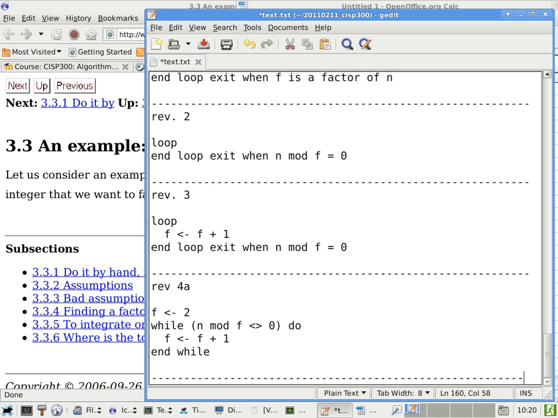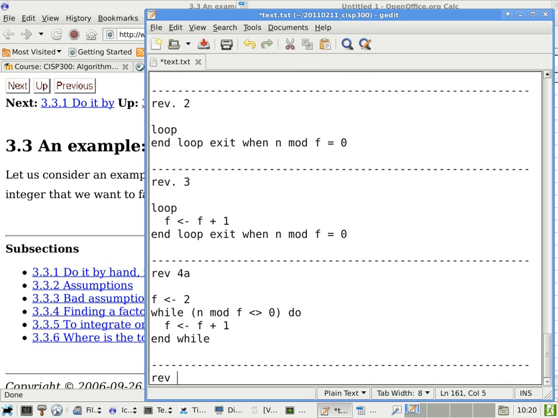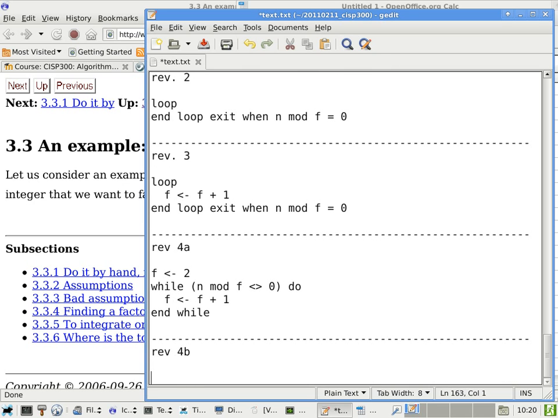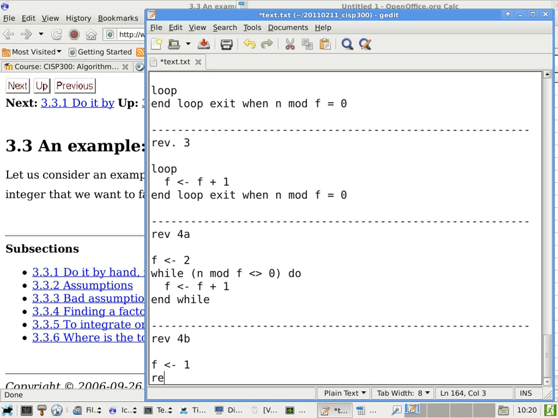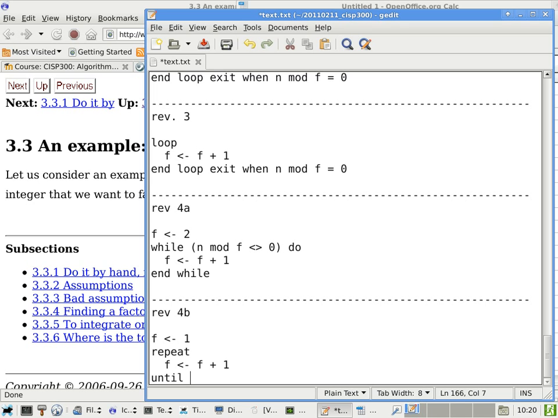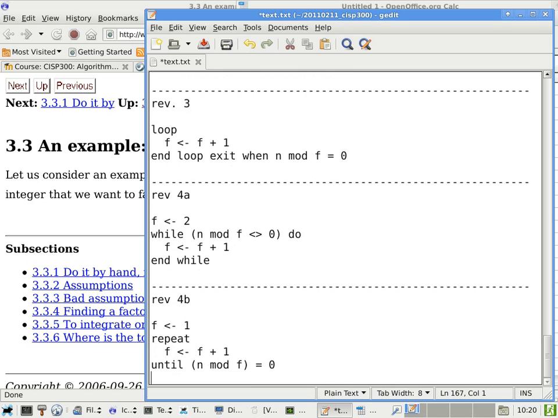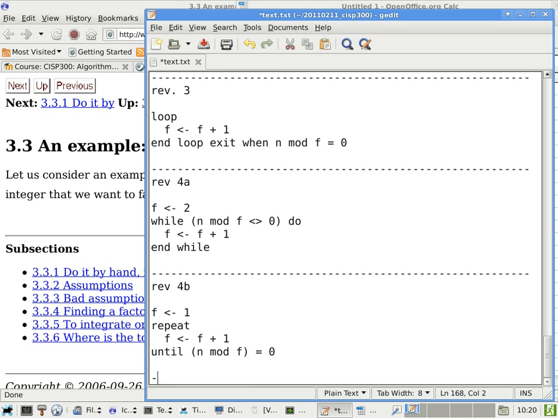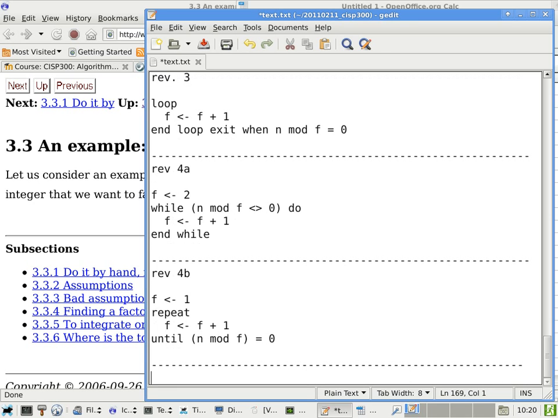And there's a second way to do it. Revision 4b is the alternative. In this case, I initialize f to 1. But instead of using a pre-checking loop, I use a post-checking loop. So the first thing I do inside here is to say f gets f plus 1. Then I specify until n mod f equals 0. Is everybody convinced that these 2 loops are equivalent when it comes to finding a prime factor for n?